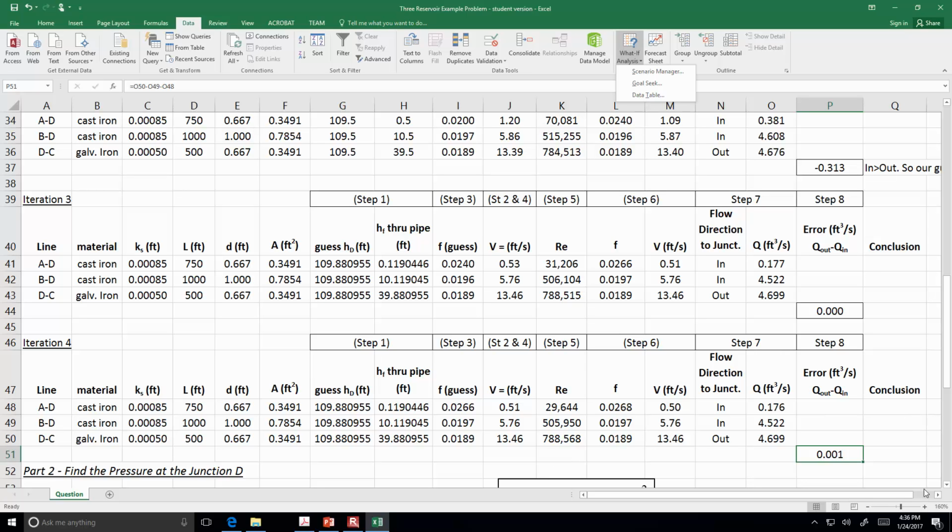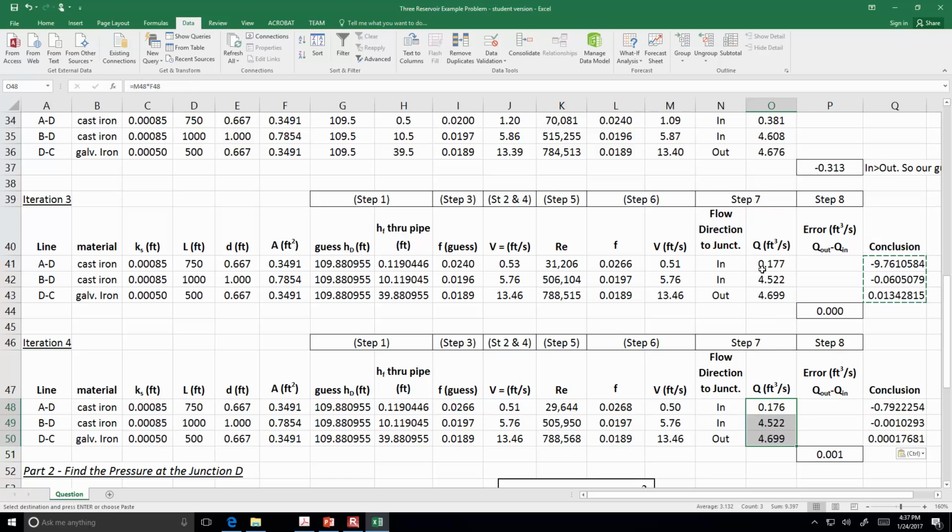a % error, then the difference between the F values here, I could just do a quick % error here, equals the difference between the F values divided by the updated F value times 100. So there was a 9% change within that iteration just for the pipe AD. But when I go down into the fourth iteration, it's less than 1% difference in the F value within the iteration. So here are the flow rates.